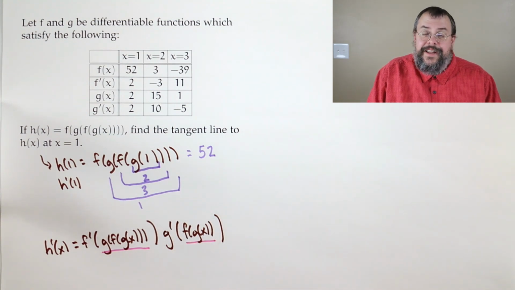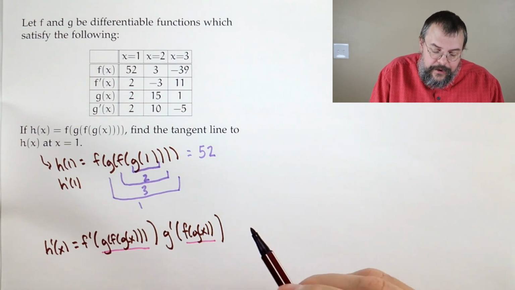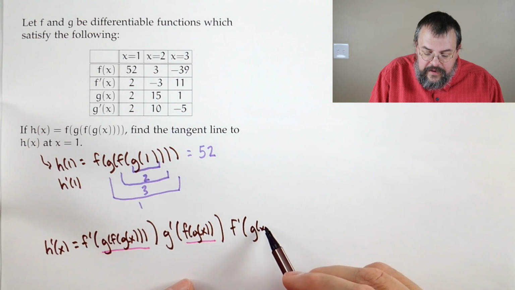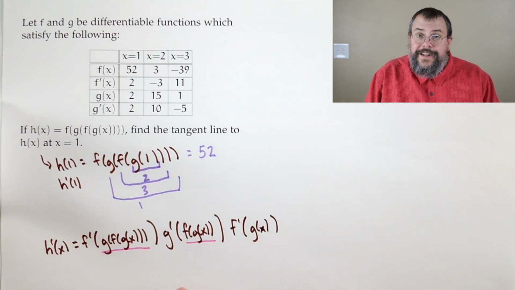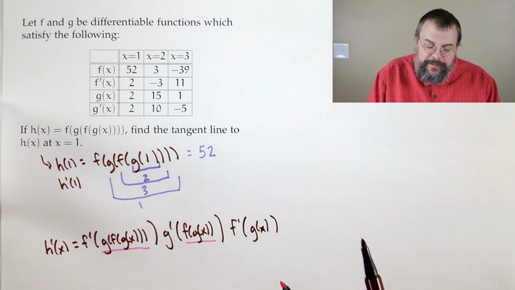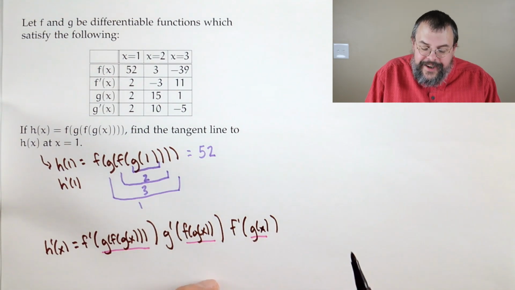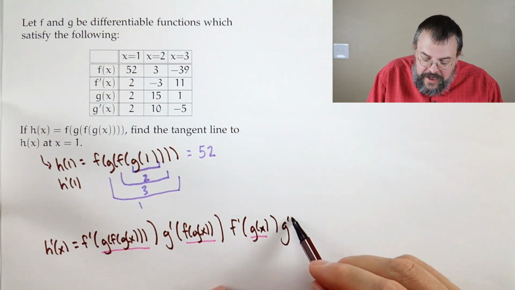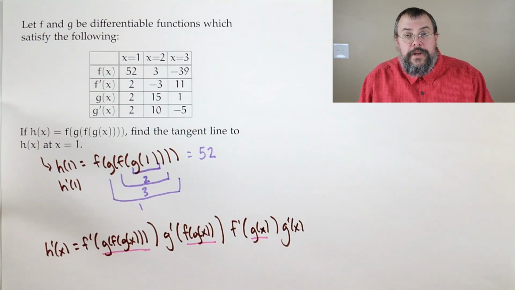Okay, so what's that? Well, it's going to be f prime of g of x. Are we done? No, because we've got to multiply by the inside again. Okay, so what's the derivative of the inside? It's g prime of x. Are we done? Well, yeah, we are.